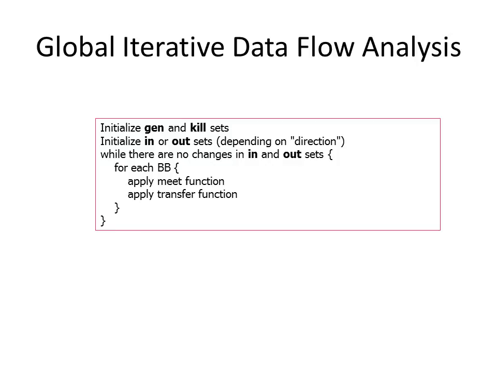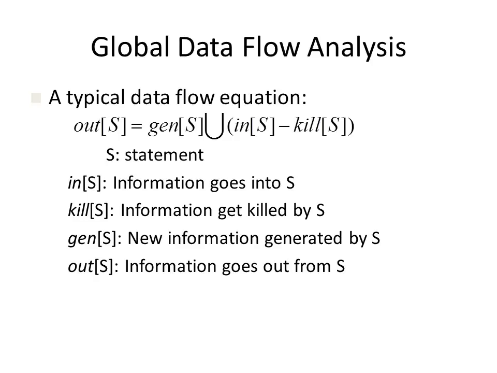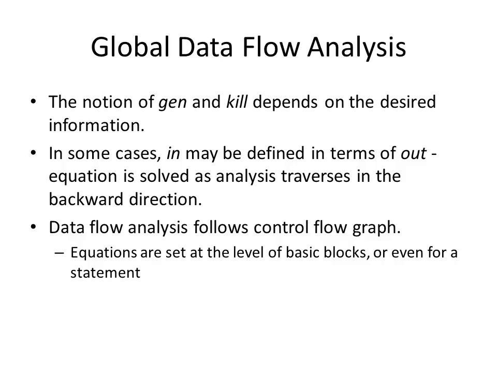The algorithm is as follows: initialize gen and kill sets, and initialize in or out sets depending on direction. While there are changes in in and out sets, for each BB apply the meet function and apply the transfer function. A typical data flow equation looks like this: out of S equals gen of S union in of S minus kill of S, where S is the statement, in of S is the information that goes into S, kill of S is the information killed by S, gen of S is the new information generated by S, and out of S is the information that goes out from S. The notion of gen and kill depends on the desired information. In some cases it may be defined in terms of the out equation, as solved when the analysis traverses in the backward direction. Data flow analysis follows the control flow graph. Equations are set at the level of basic blocks.